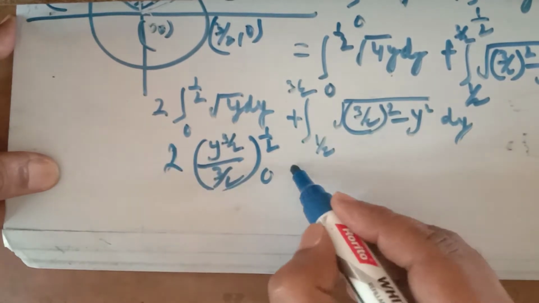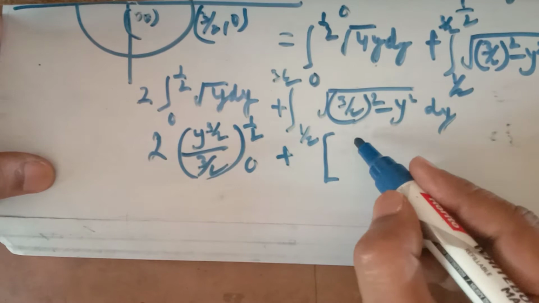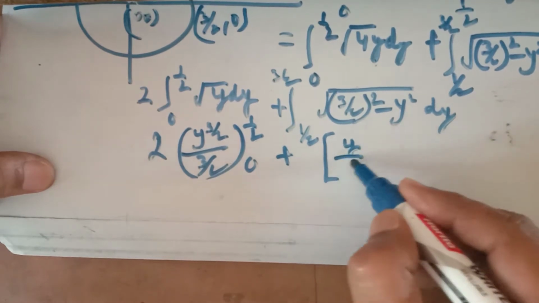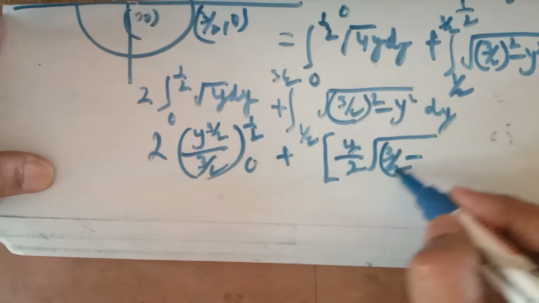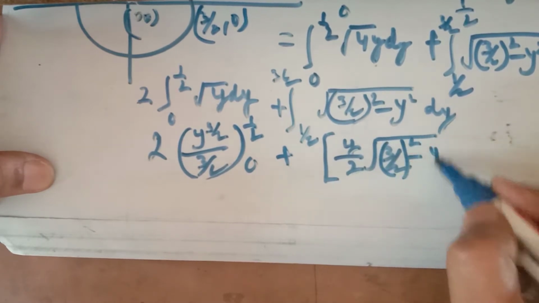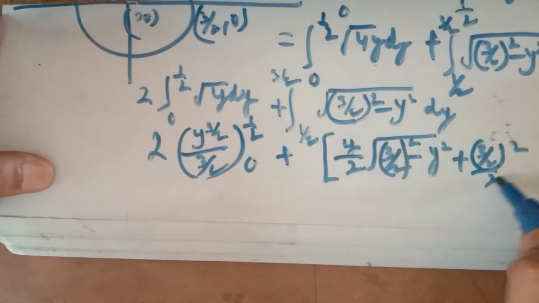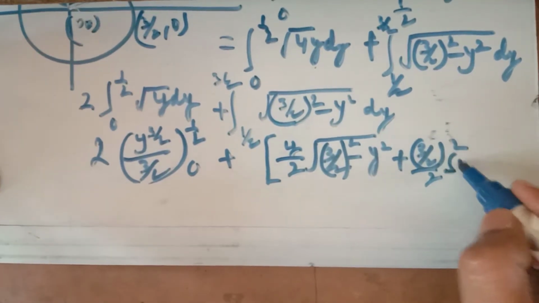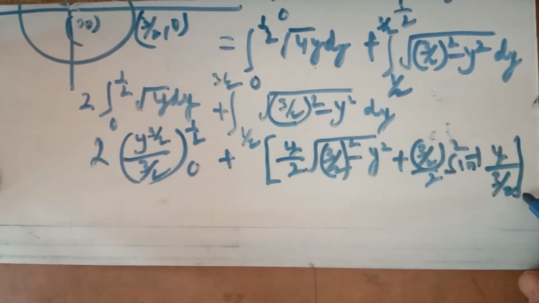It is twice a special integral of under root a square minus x square, which is x by 2, that is y by 2 under root a square minus x square plus a square upon 2 sine inverse x upon a. X here is y, and its limit is from half to 3 by 2.